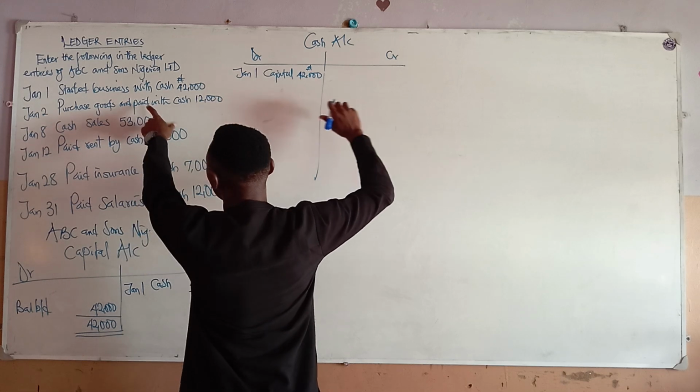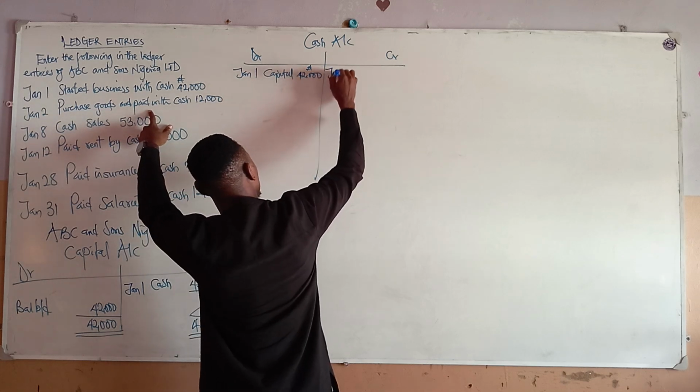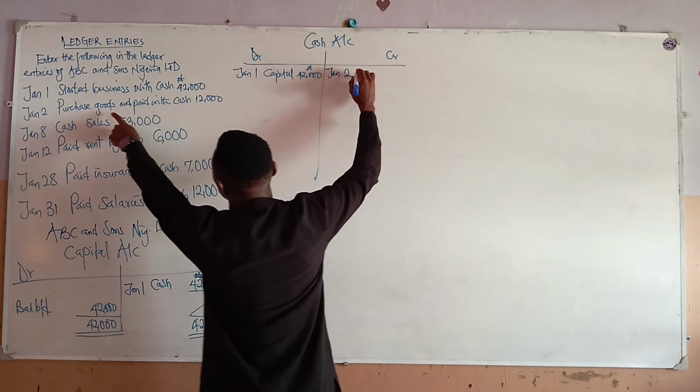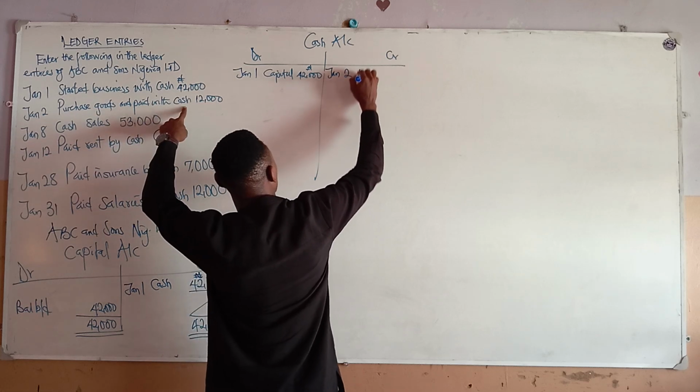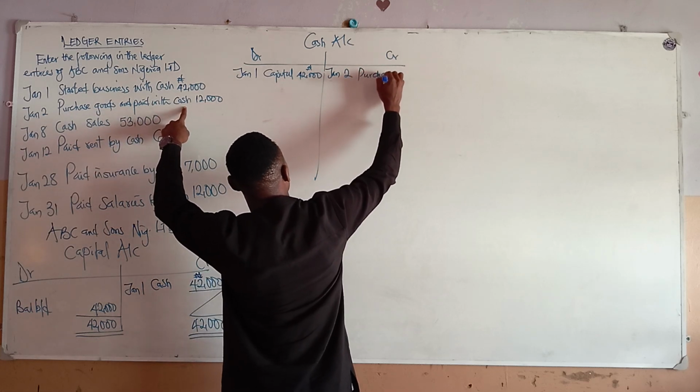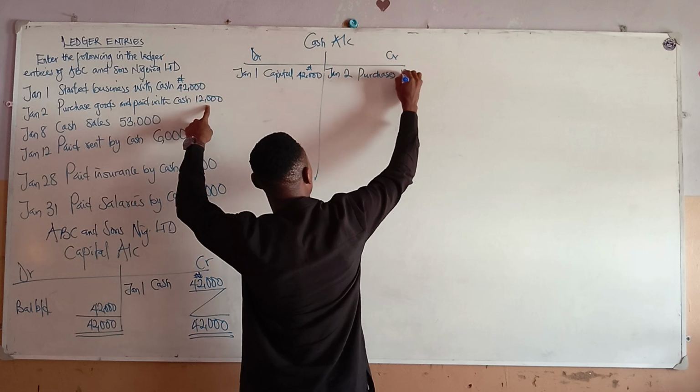So I have January 2nd, purchases. He bought goods and paid with cash. So our particular is purchase. Purchase is 12,000.